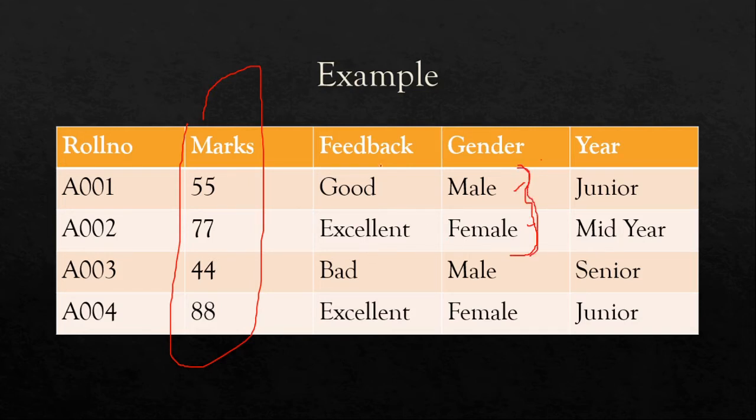And how about feedback? There is excellent, good and bad. So if you see this, there is an order, right? Excellent is better than good, good is better than bad. So this is an ordinal variable. Likewise, there is junior, mid-year and senior. So this is also an ordinal variable. And basically gender is a nominal variable.